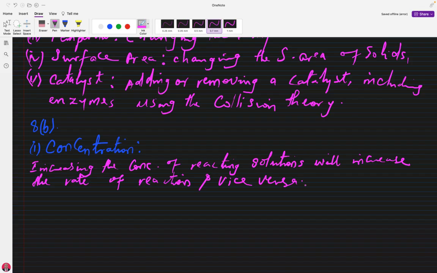Okay, I want to give you an example for this. My example is, in the laboratory, we can use a magnesium ribbon. Magnesium ribbon is a metal. Magnesium ribbon reacts fairly slowly with dilute hydrochloric acid, but much faster if the acid is concentrated.